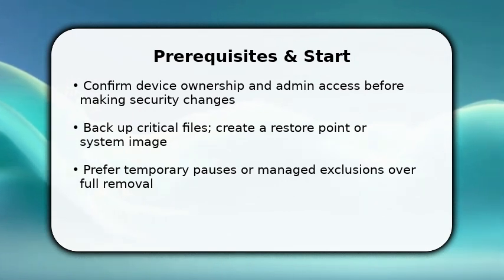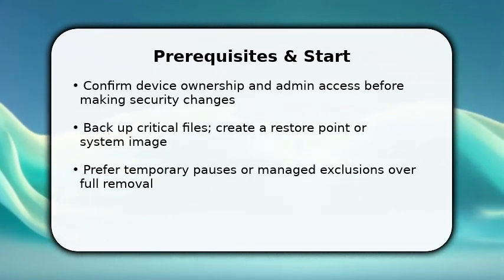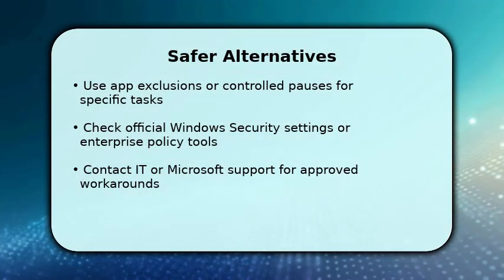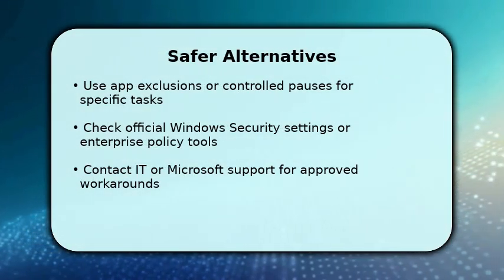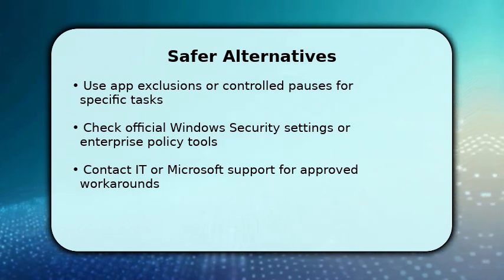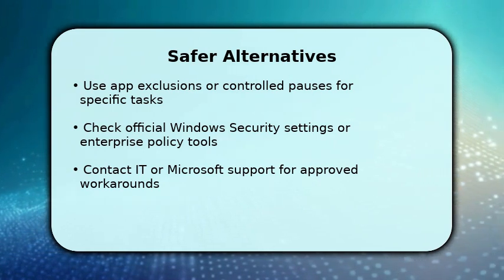I won't walk you through disabling protections, but I will explain safer options you can pursue next to resolve specific issues without removing critical defenses. Instead of turning off security, consider managed alternatives you can safely use. For example, configure exclusions for trusted apps or temporarily pause scanning only for a short, tracked interval when necessary.